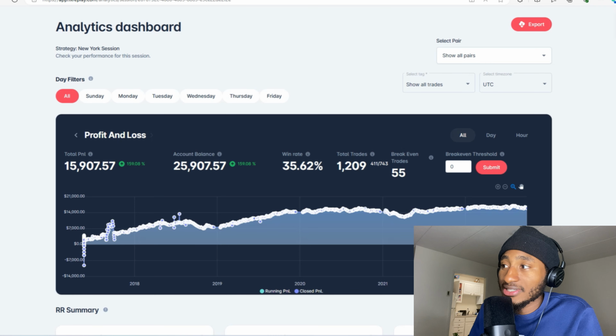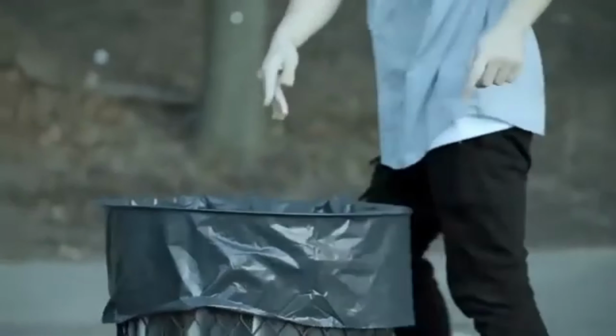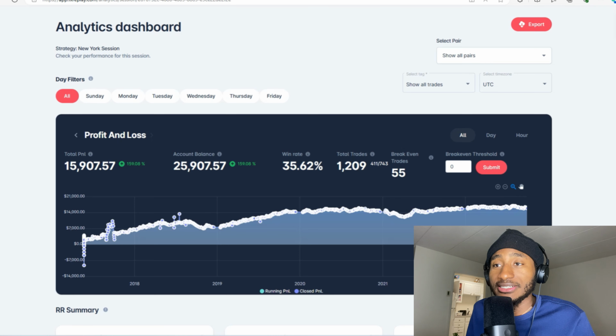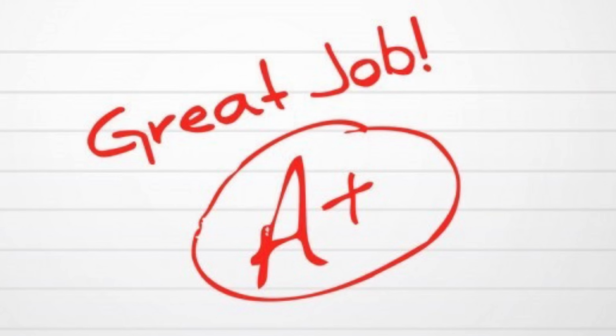If it's a bad result like this, what you want to do is put it aside. Know your place, trash. And backtest another strategy again until you get a result that you feel like, yeah, this is what I like.